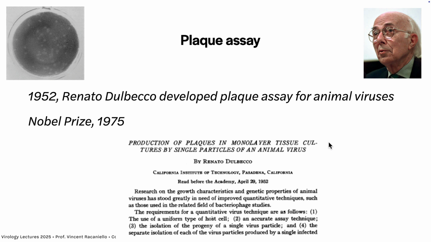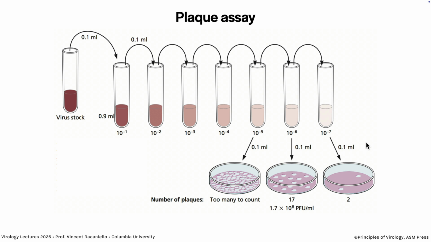This was adapted to animal viruses in 1952 by Renato Dulbecco. Here's the paper: Production of plaques in monolayer tissue cultures by single particles of an animal virus. Obviously, this is a quantitative method. You can not only count viruses, but isolate the progeny of single particles and so forth. So it was very important to develop this. And here's how the plaque assay works.